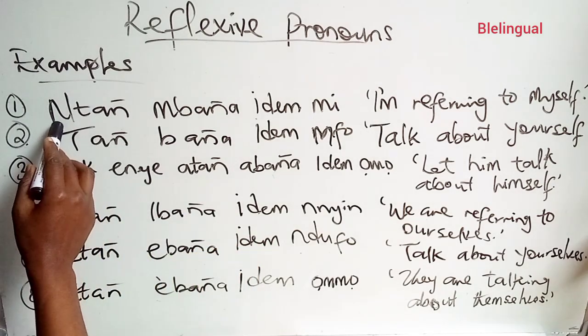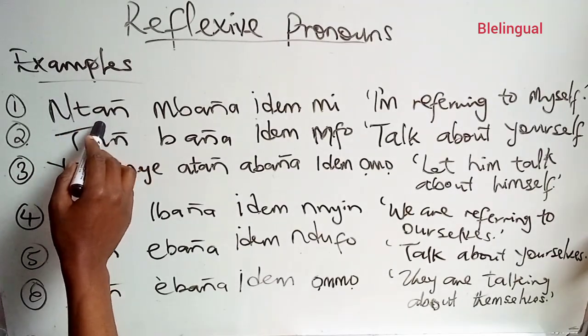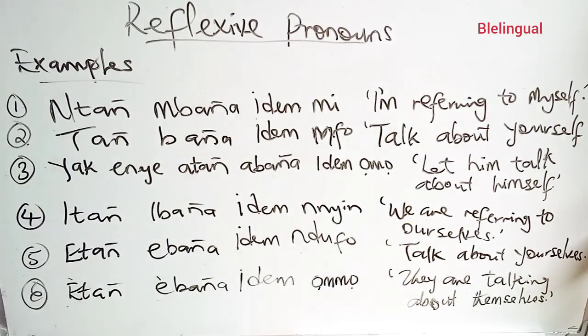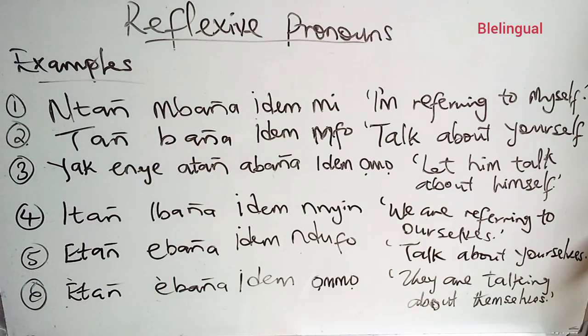In the first example, ntang mbanga idem me, the n and m represent concord markers for the first person singular. In example number five, we have e with a rest tone to indicate the second person plural, etang ebanga idem ndufo. For the third person plural, etang ebanga idem ommo, e with a low tone. In our subsequent lesson, we shall look at concord markers in Ibibio.